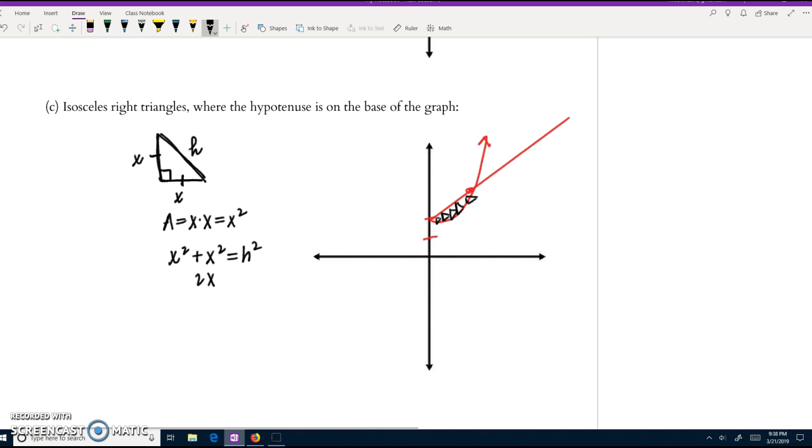So this would then become 2x squared is equal to my hypotenuse squared, and then I can divide both sides by 2. So I know that x squared is equal to my hypotenuse squared over 2. I also know that my area is equal to x squared. So my area can also be written as my hypotenuse squared divided by 2, which then allows me to set up this integral in terms of the hypotenuse, which is a length that I know.